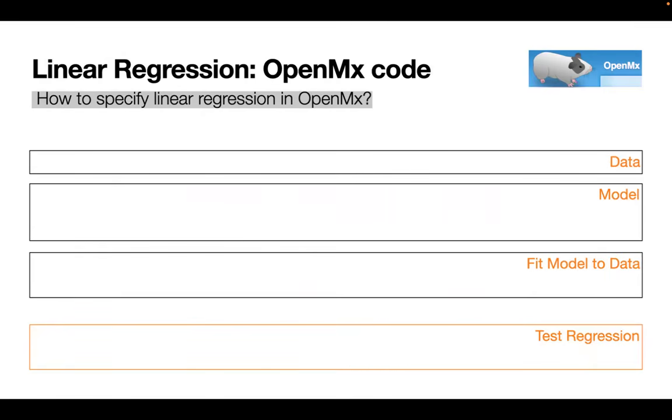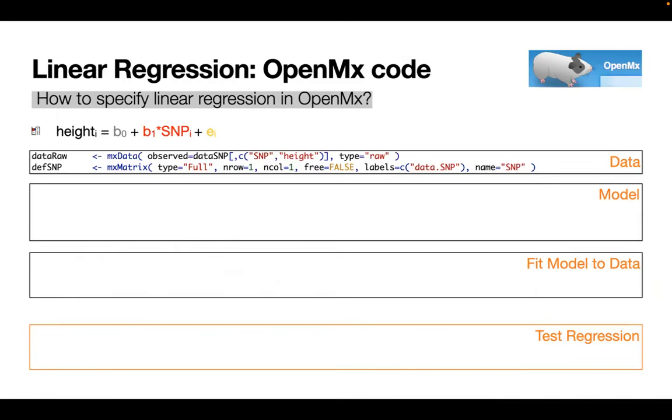So let's look at our first OpenMx code. How do we specify this linear regression model in OpenMx? So this is our model. As I said, we first have the data, which we read into an MX data object. And then basically OpenMx is a matrix interpreter. So all the data as well as the model are going to be specified using matrices. Remember that we wanted to use the SNP as a definition variable, which means we need to put it into a matrix using this special formulation data.snp.